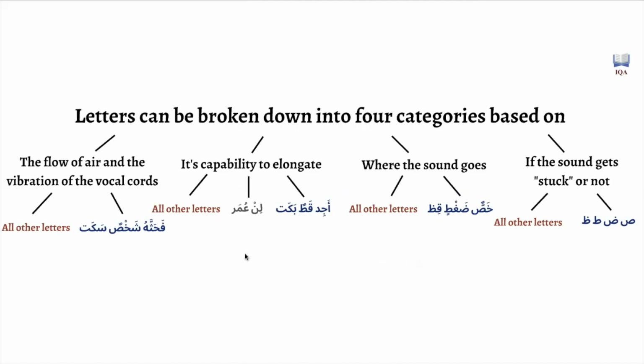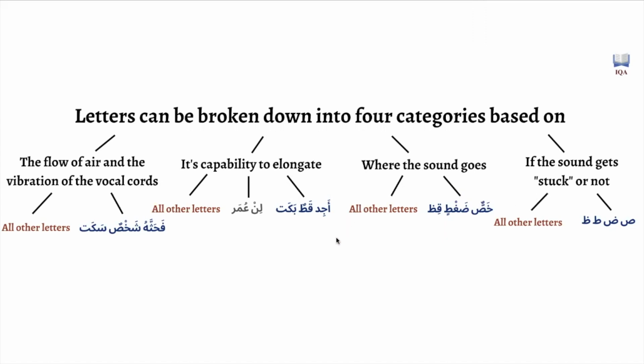So this is just a brief breakdown, giving us a general overlook over these 9 different types of attributes in a very, very brief way, inshallah. This is going to be the introduction to these 9 different types of attributes, which do have an opposite to them. So letters can be broken down into 4 categories based on 1, the flow of air and the vibration of the vocal cords. 2, its capability to elongate. 3, where the sound goes in your mouth. And then 4, if the sound gets stuck, quote unquote, or not.